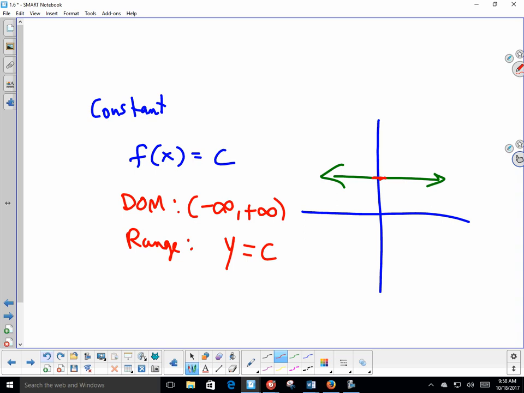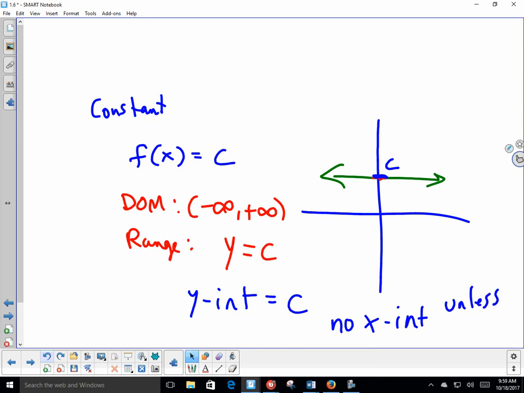What about the intercepts, Jimmy? Y equals C. The y-intercept, all right, let's go with that. So the y-intercept is equal to c. Everybody agree that's where it's crossing through? And what about the x-intercepts? I would say no x-intercepts unless c is on the x-axis. Unless c is 0 itself, in which case every real number would be an x-intercept. Does that make sense? So no x-intercepts unless c equals 0, and then everything would be an x-intercept.